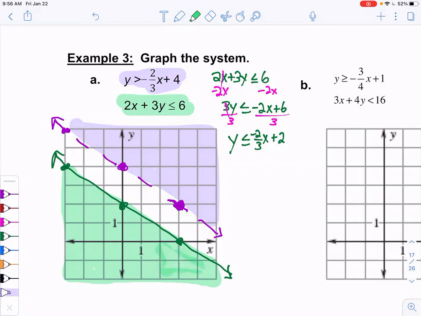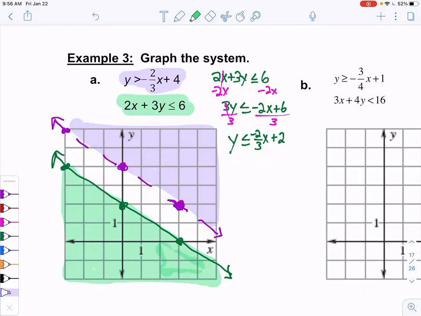Because remember our definition for solving a system of linear inequalities. In order for a solution to be true, the point has to exist in both inequalities, the top one and the bottom one. Is there any point that is true for both? Is there any overlapping points? No. There's no overlapping points.